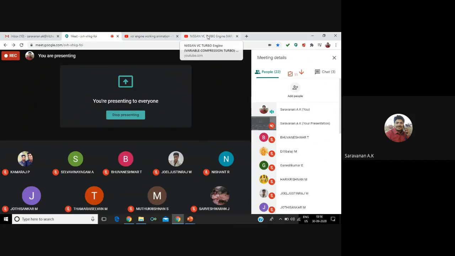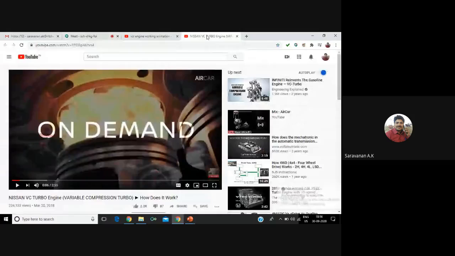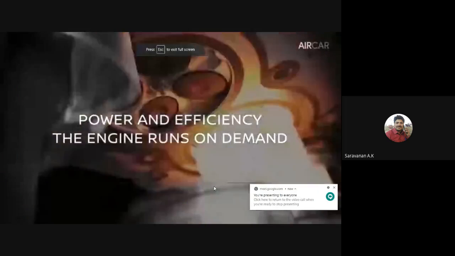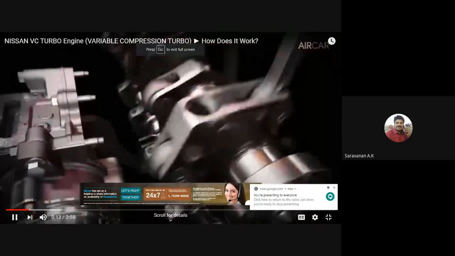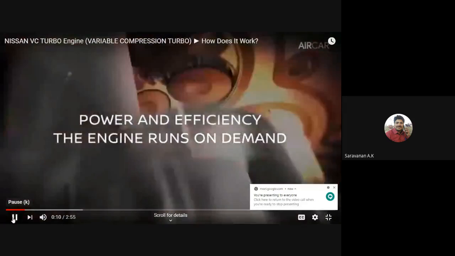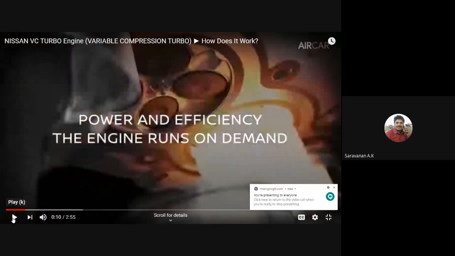So you can see one more video, that's a very simple one. See where power and efficiency are demanded, so depending upon the demand, the compression ratio varies.